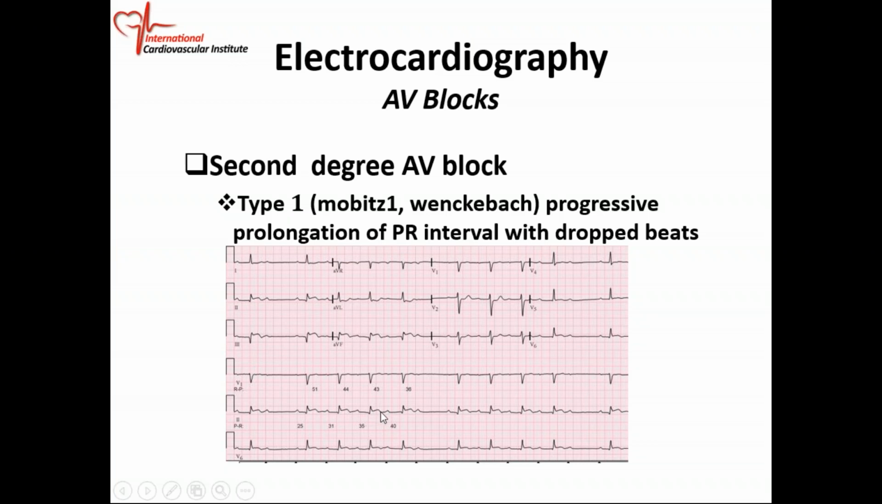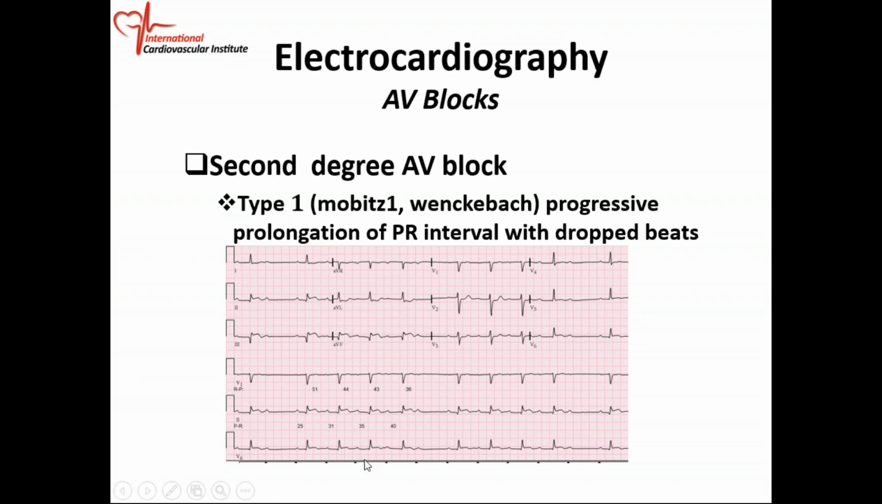We have our QRS, T wave, P wave, PR interval, and our QRS. This PR interval is longer than the one before it. Then you get your QRS, T wave. Then you get a P wave, no QRS. This is classic second degree AV block type 1.